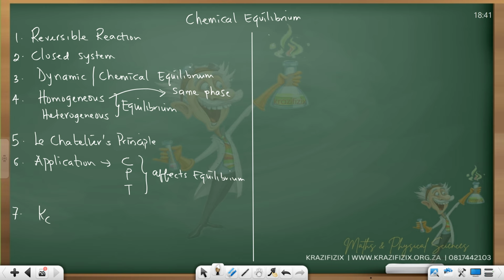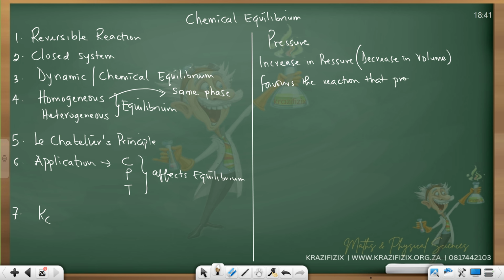Quickly, let's talk about how pressure affects equilibrium. An increase in pressure. And how would they argue that pressure is increased? They tell you that volume is decreased. It favors the reaction that produces fewer number of what? Moles. And that's not complete. Fewer number of moles of gases.